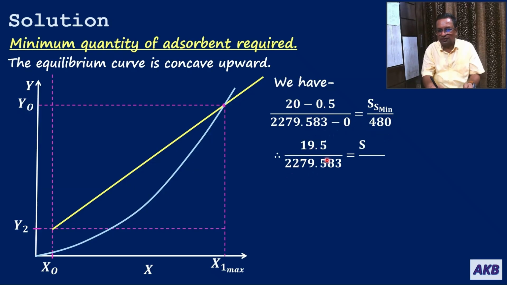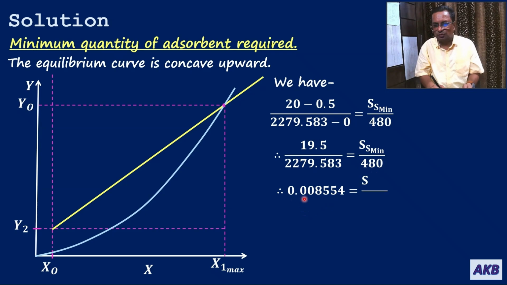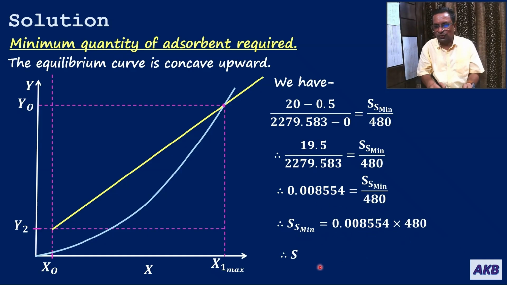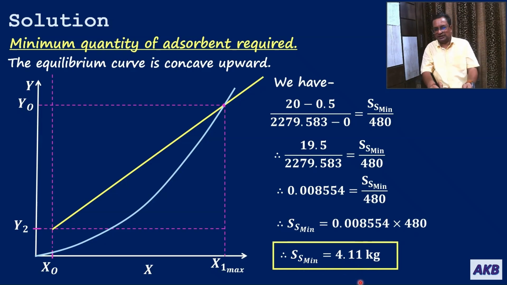That is 19.5 divided by 2279.583 is equal to SS minimum by 480. That is 0.008554, equal to SS minimum by 480. So SS minimum is equal to 0.008554 into 480, that is SS minimum is equal to 4.11 kg. In this way, we get the minimum quantity of adsorbent that can be used in this operation.